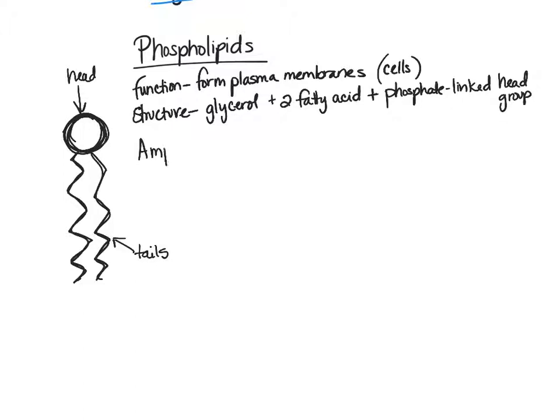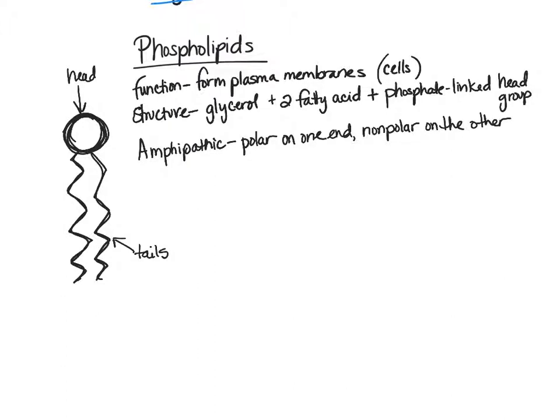And these phospholipids are amphipathic. So amphipathic means that this is a molecule, so any molecule that's amphipathic, including phospholipids, means that they are polar on one end and nonpolar on the other.